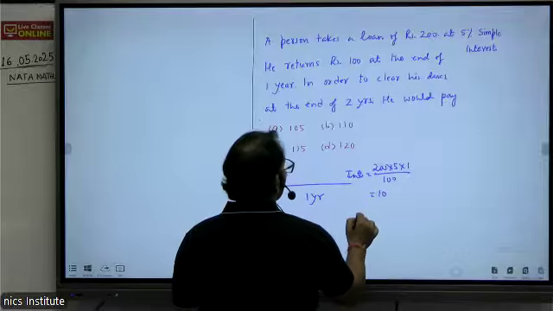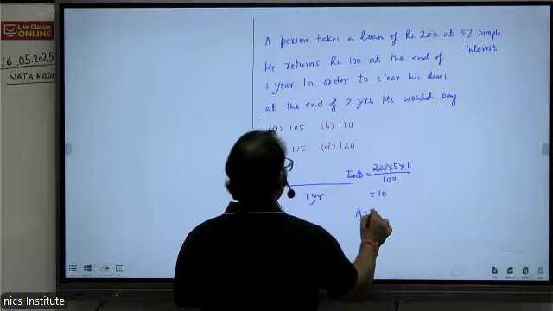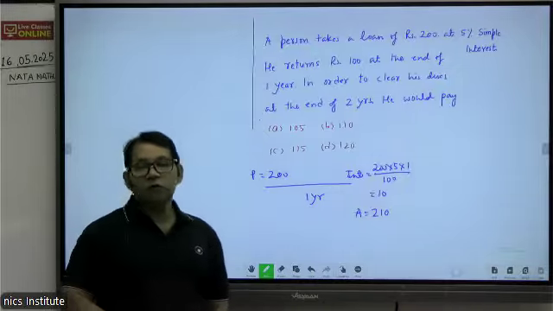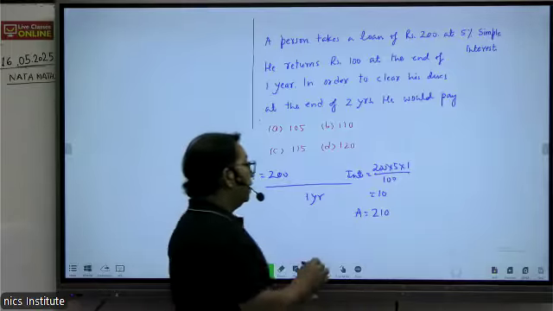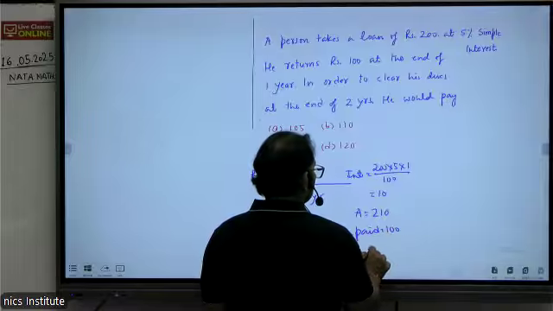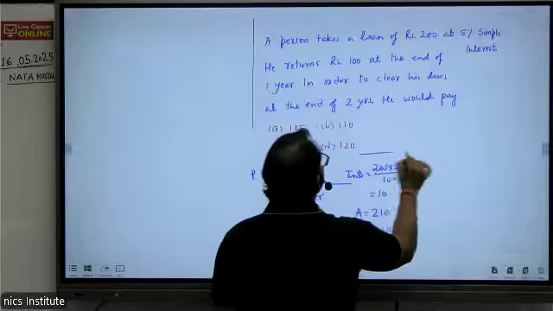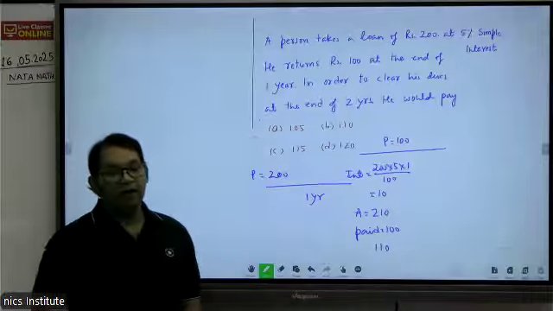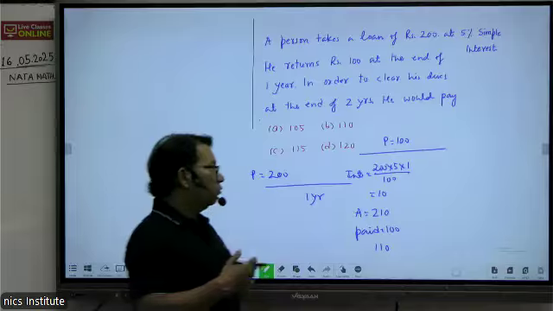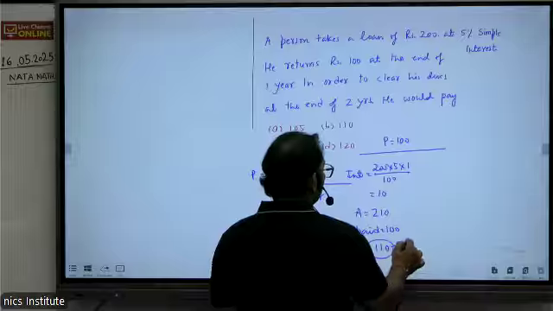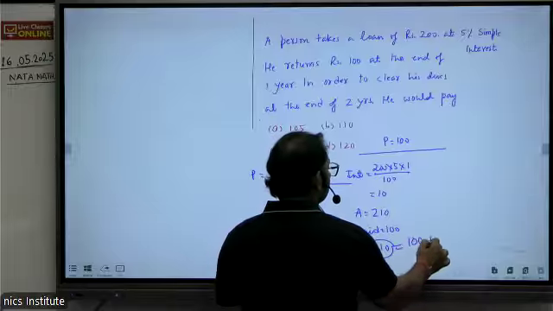That means the amount due after 1 year would be 210. Out of which he has paid how much? 100 rupees. So the due amount would be 110. So the next year principal would be how much? 100 rupees only. Out of this 110, 100 is the principal and the interest is 10 rupees.